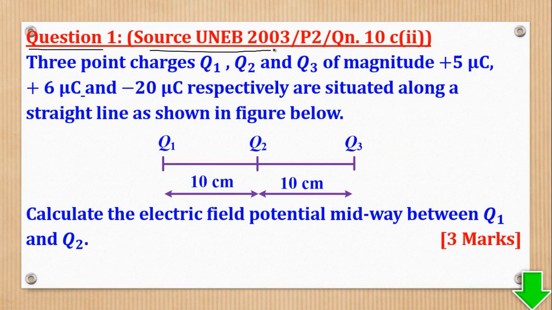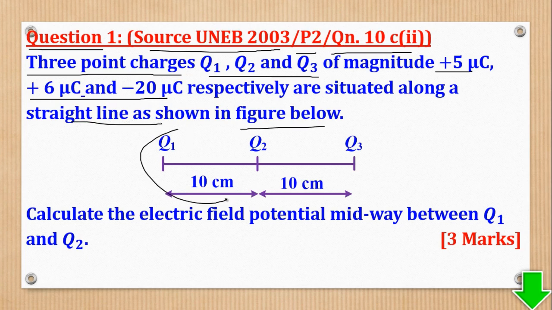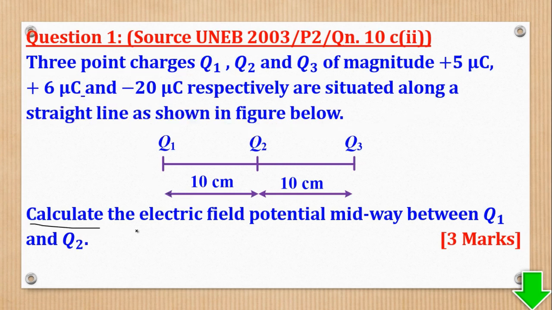So with those formulae, we can go through these questions. Question 1 came from UNEB 2003 paper 2, question 10 Roman 2, and says 3-point charges, these ones, of magnitude, these ones, respectively, are situated along a straight line as shown in the figure below. So this is the diagram. This is Q1, which is 5 microcoulomb, Q2, which is 6 microcoulomb, and Q3, which is negative 20 microcoulomb. Calculate the electric potential midway between Q1 and Q2. So midway means from here to here it is 5 centimeters, and from here to here is 5 centimeters.